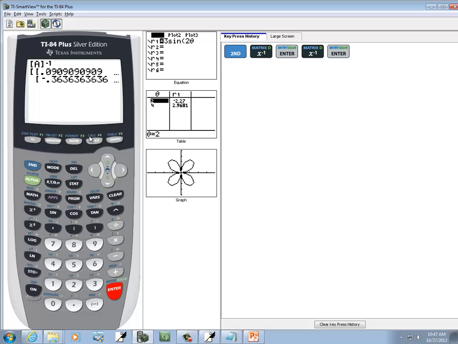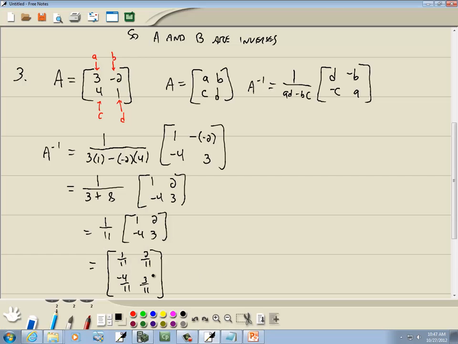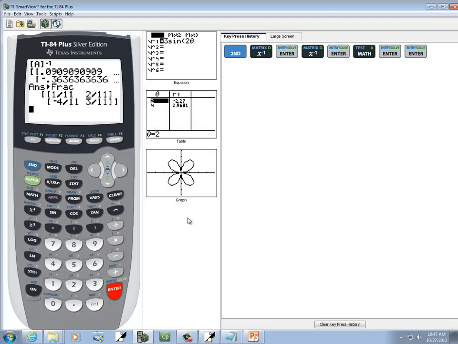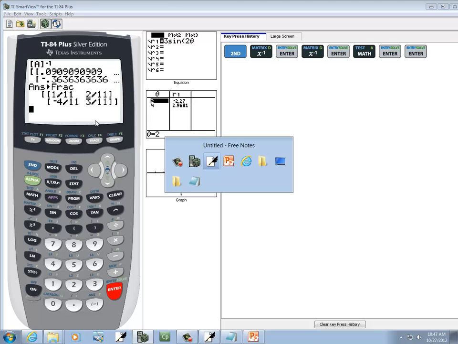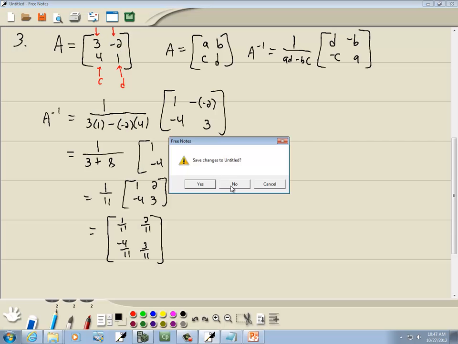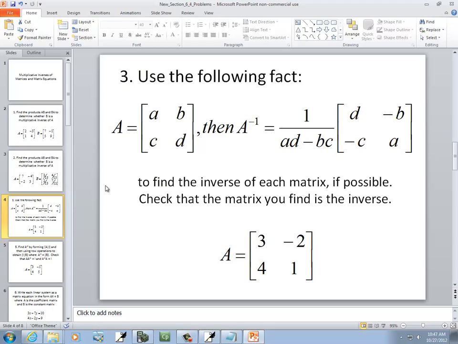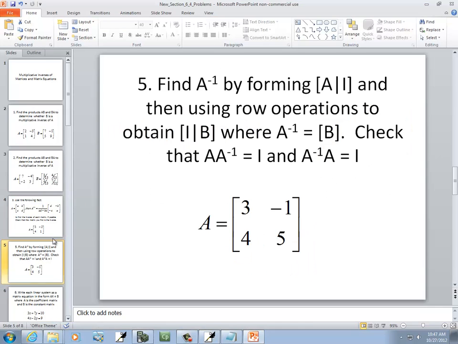Now we get decimals. We know how to handle that. We press math, enter. And we get 1/11, 2/11, negative 4/11, and 3/11. Same answers we got here. And that's how you do it on the calculator. Let's take a look at the next problem.